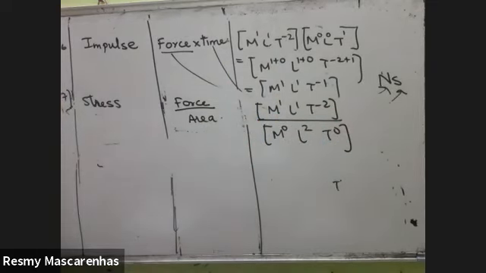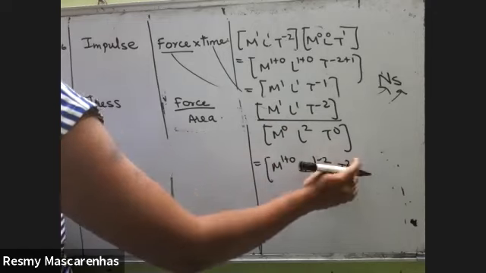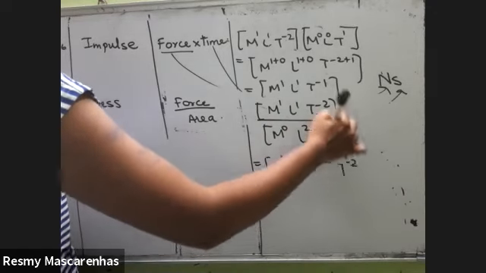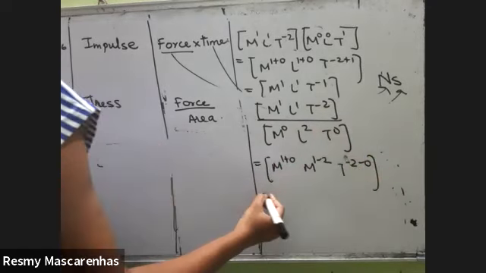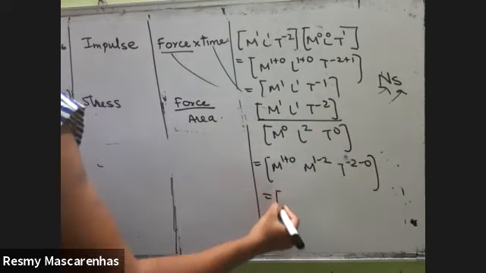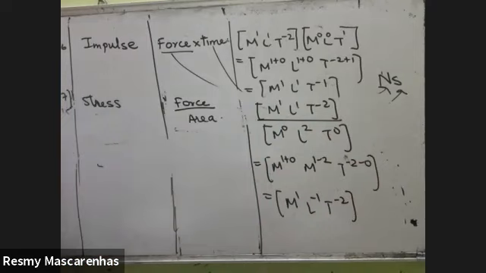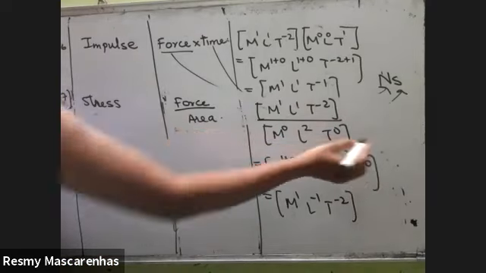So this will be 1 plus 0, already 1. When you take this up, it will be minus. Minus 2 is already present. It will work 0. This will be M L minus 2. And then just write the unit here.